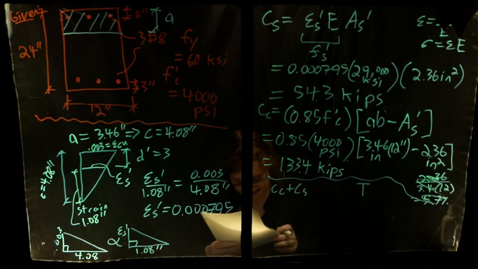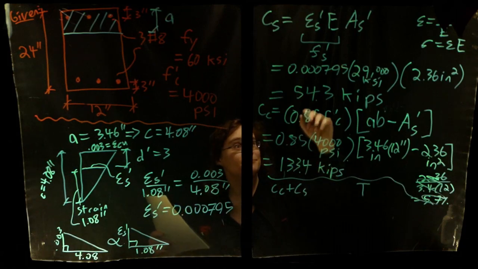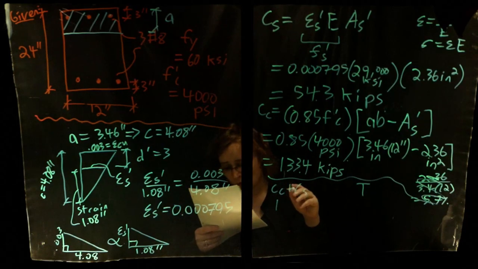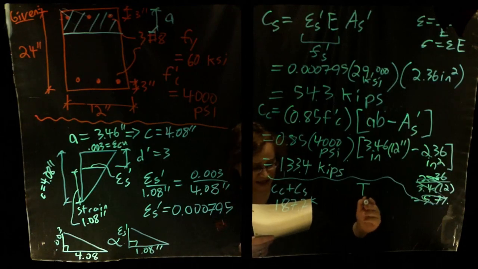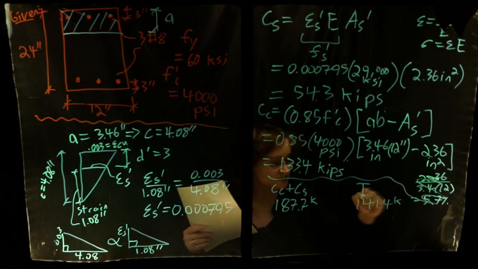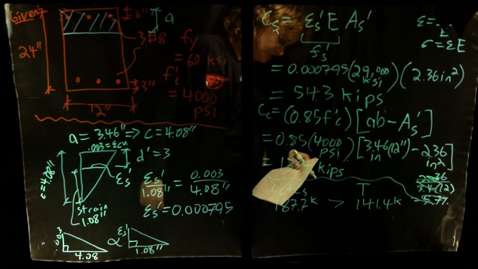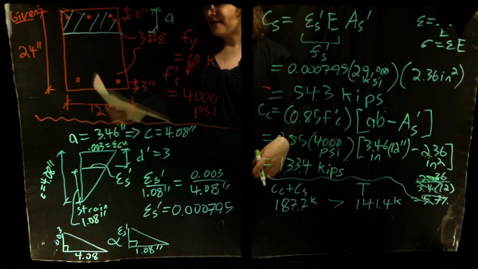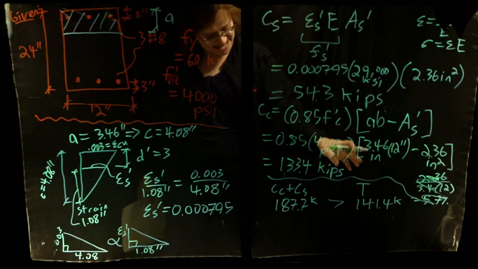If you add this plus this and compare that to our tension force T, on this side you will get 187.7 kips, and on this side we will have 141.4 kips. So we are definitely not in equilibrium. We have way too much force on the compression side of this ledger and not enough force on the tension side. Without adding more tension reinforcement, we can't actually change that value. Again, this is at yield.